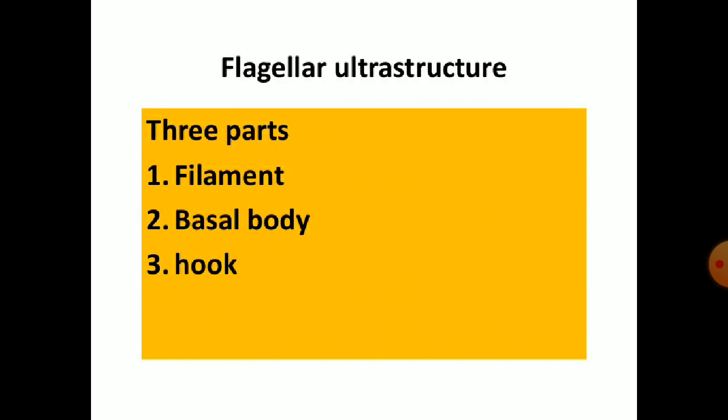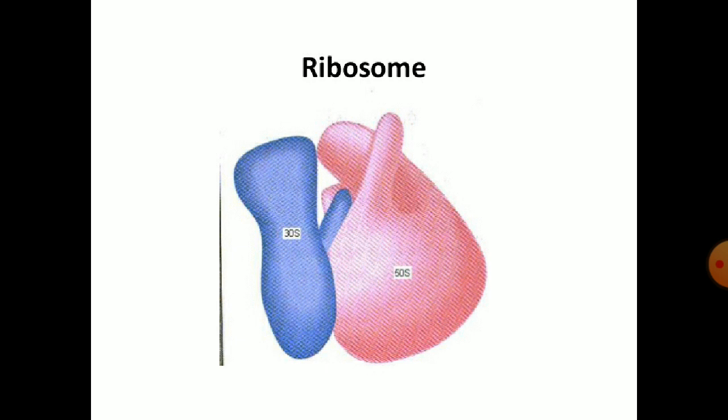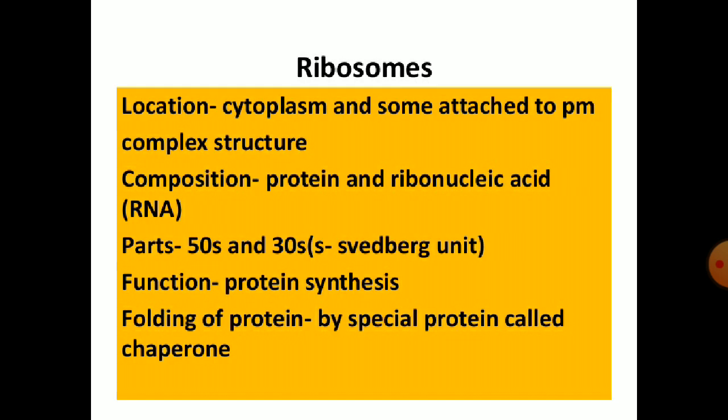Flagella ultrastructure has 3 parts: filaments, basal body, and the hook. Next are the ribosomes. Ribosome location: cytoplasm, with some attached to the plasma membrane complex structure. The composition of ribosomes is proteins and ribonucleic acid, that is RNA. The parts are the 50S and the 30S, where S is the Svedberg unit.